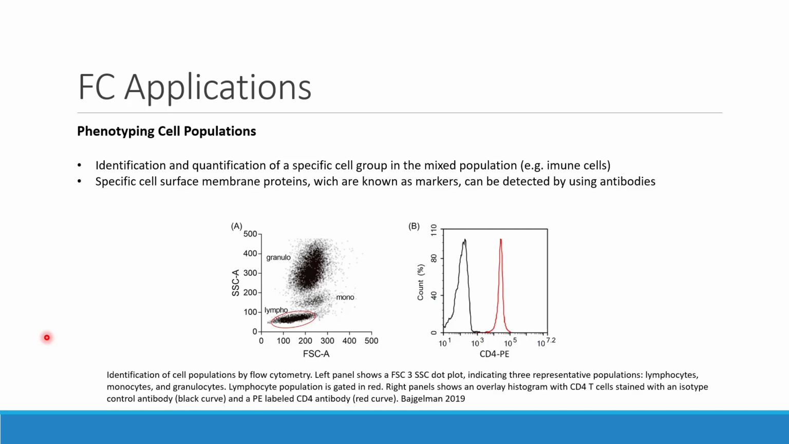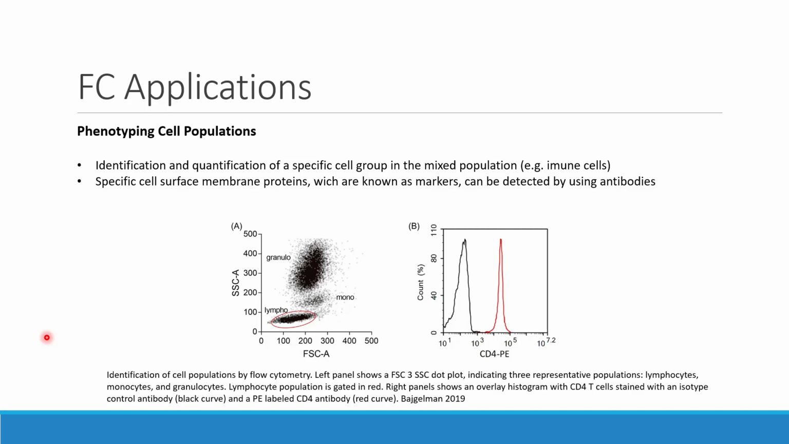This means the identification and characterization of a specific cell group in the mixed population, for example, blood cells. Specific cell surface membrane proteins, which are known as markers, can be detected by using antibodies. Therefore, immunophenotyping of the cells can be accomplished by staining of a single cell simultaneously with two or more antibodies.